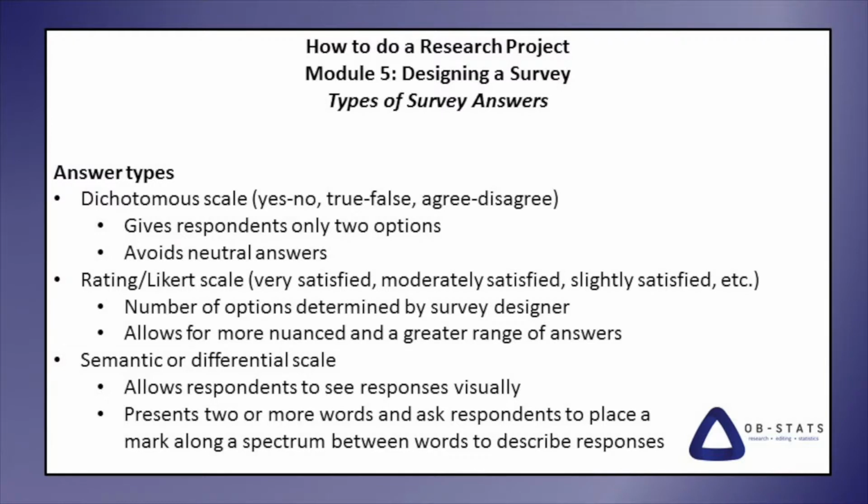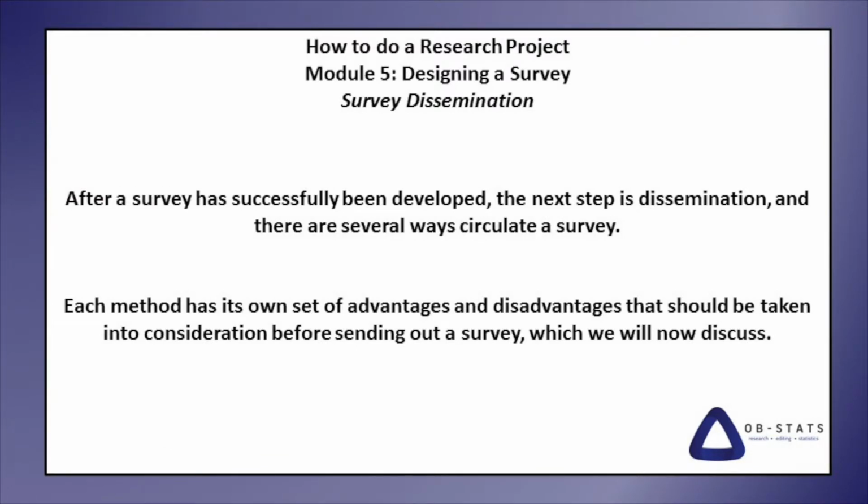The third answer type is a semantic differential scale. This is generally considered a variety of the rating scale, except that it allows respondents to see their answers more visually. Differential scales have a pair or several pairs of opposite words and ask respondents to indicate with a mark how closely they relate to one word or the other on the spectrum between the two words. Each answer option offers a different nuance of reactions from the surveyed population, and the researcher must decide which responses will be most useful for their study. After a survey has successfully been developed, the next step is dissemination, and there are several ways to circulate a survey. Each method has its own set of advantages and disadvantages that should be taken into consideration before sending out a survey, which we will now discuss.